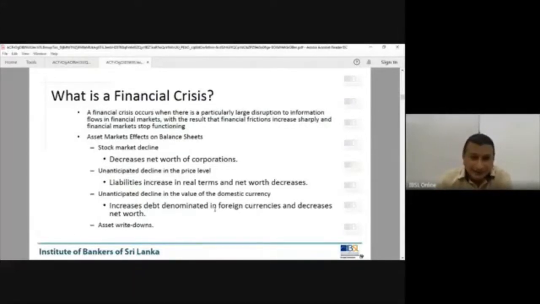So one is large disruption to information flows. Please, that point is very important to remember. Large disruptions to information flows, because markets are, as you already studied, two-sided. One side is always buying, the other side is selling. If not, assets are demanded, assets are supplied. So if you see the markets are functioning, both sides of the market have to function, right?